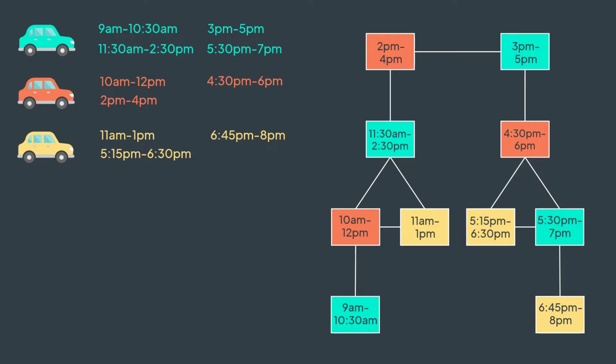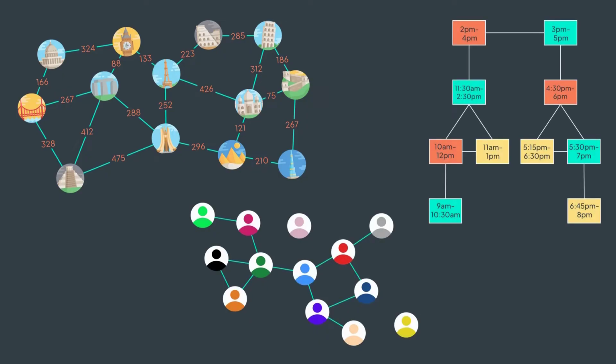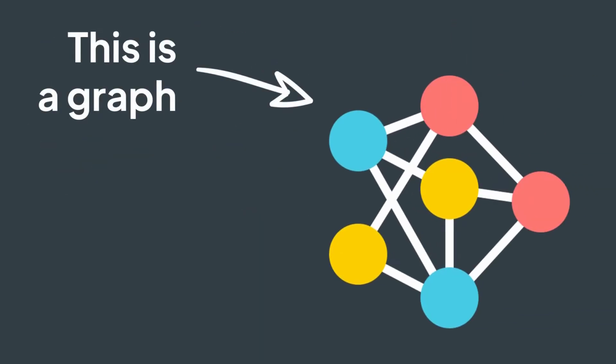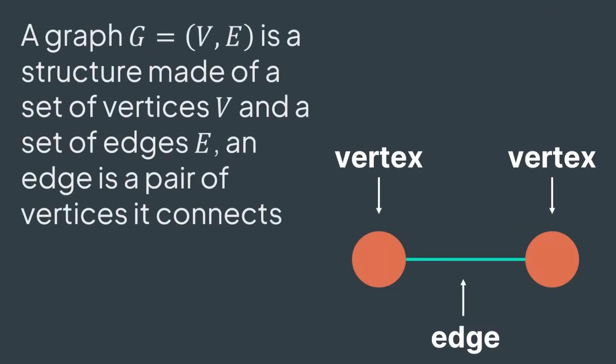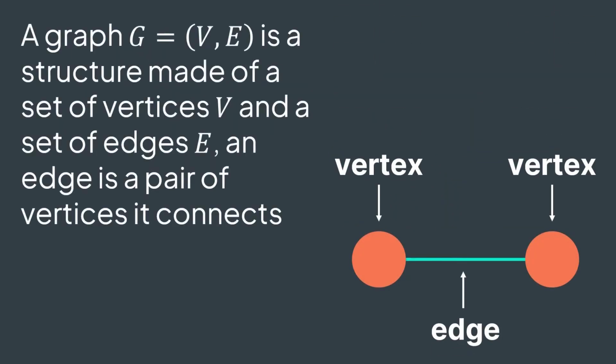Okay, what's the common point between the 3 problem examples we've seen now? The common point is the structure we use to represent the problem. It's called a graph. A graph is simply a set of vertices that can be connected with edges. That's it. You can think of a graph as a network basically. Here is an example.